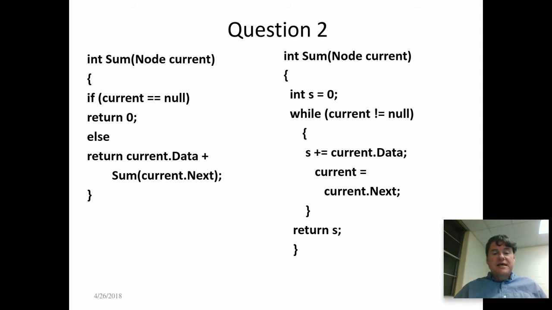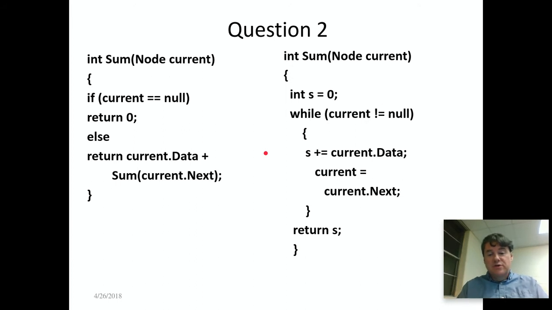So you would take in the current node, which is the one that you're starting off with, and if that is equal to null, then you would return 0 because that means there's nothing in the list. Otherwise, you would return the current data plus a recursive call to current.next. That's the recursive way to do this. The iterative way to do it is over here.